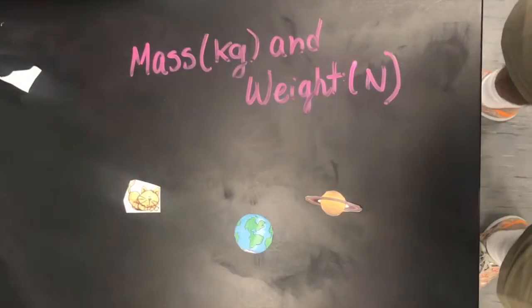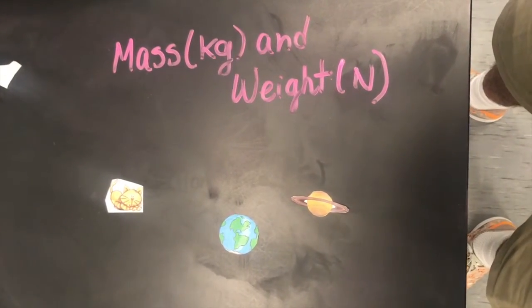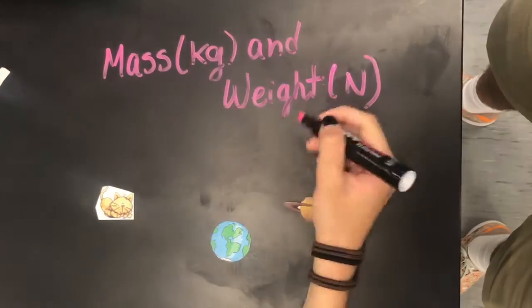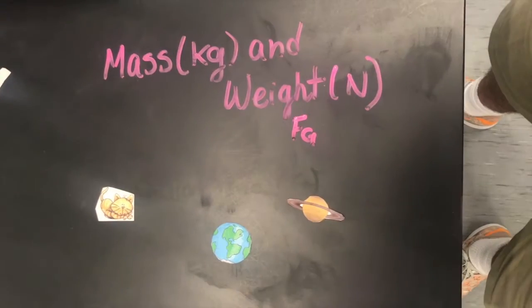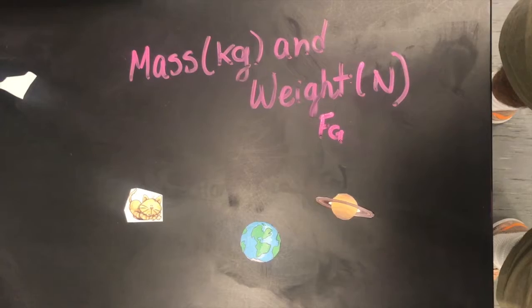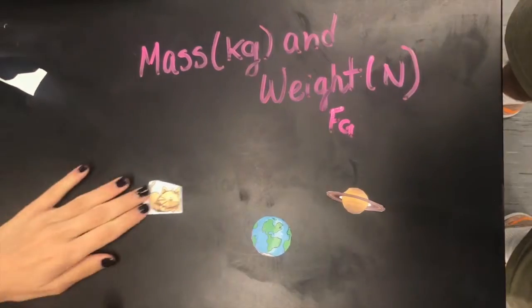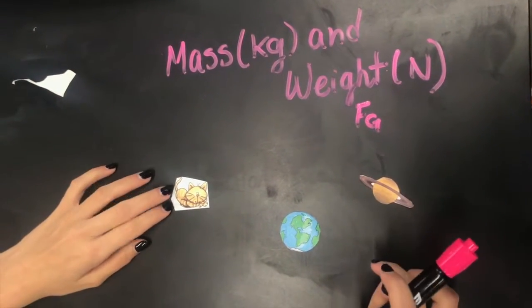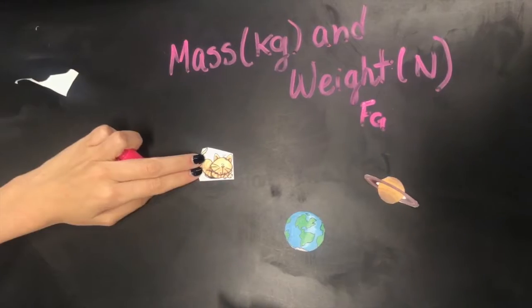Mass is a quantitative measure of inertia, and the weight of the body is equal to Fg, which means the gravitational force. And the gravitational force is the mass times the acceleration due to gravity. So the weight changes from place to place, while the mass remains the same.